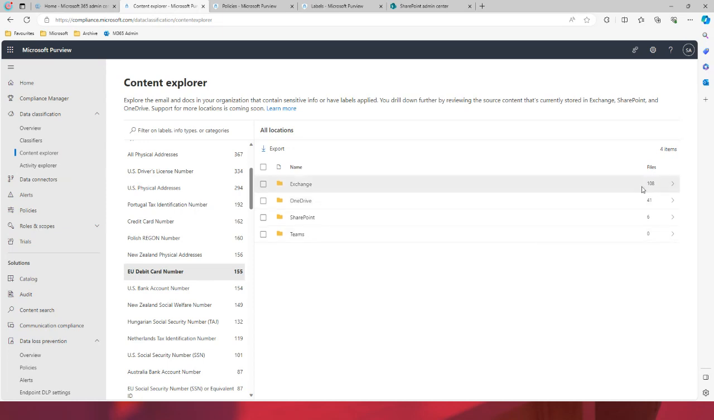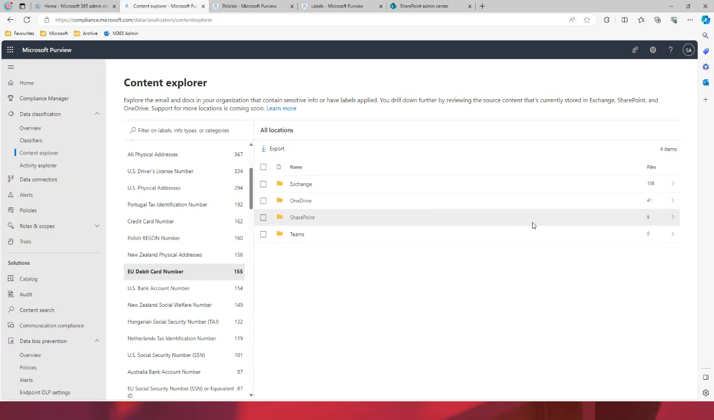And I can break it down: I can see I've got 108 in Exchange, so that might be people emailing EU debit card numbers. We've got some turning up in OneDrive, so I imagine they could be Word files, Excels, PowerPoints, or anything you'd keep on your OneDrive. And some in SharePoint, which, being in SharePoint, could be shared areas. So this already is starting to tell us that the information does exist out there, and that might be completely normal.